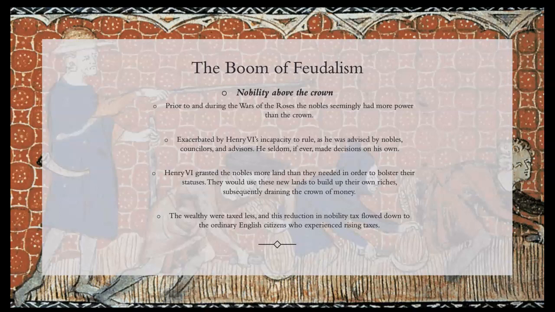It was becoming harder for the average English citizen who was working in a regular life. They weren't nobles. It was becoming very difficult for them to live. They were experiencing severe poverty and rising taxes, which caused a lot of unrest to the citizens of the time.